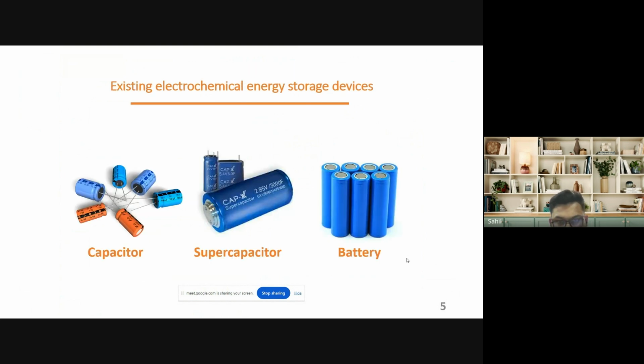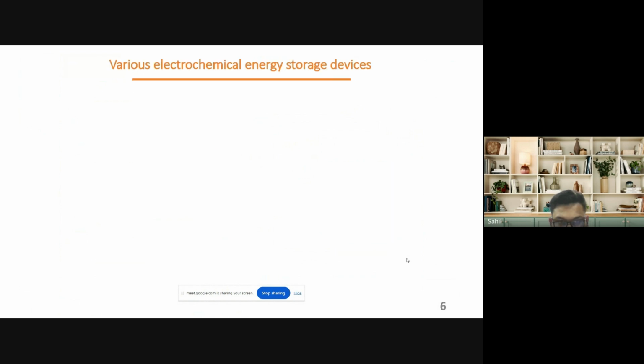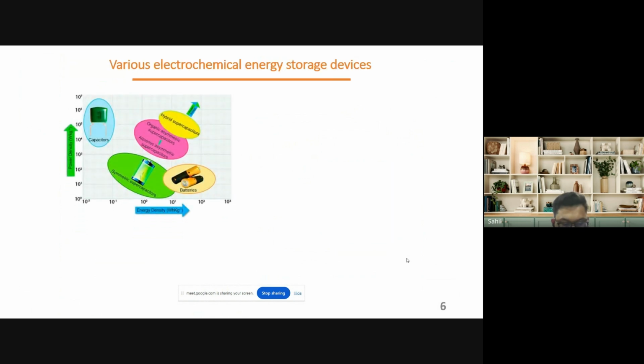These are some existing energy storage devices such as capacitors, supercapacitors, and batteries. As shown in the figure, it shows a Ragone plot. A Ragone plot shows the energy density of a system on the y-axis against its power density on the x-axis. It is used to compare the performance of different energy storage devices such as batteries, supercapacitors, and fuel cells.